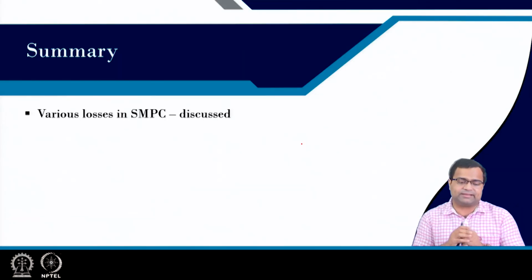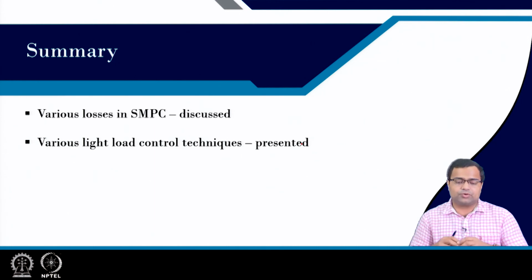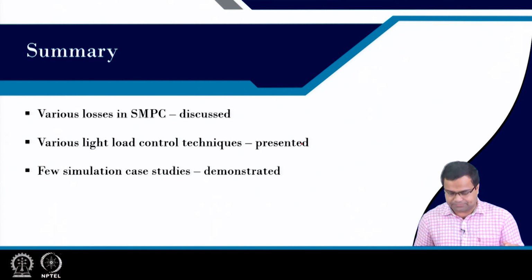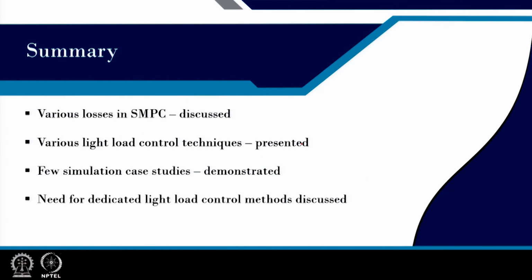So, in summary, we discussed various losses in switch mode power converters, various light load control techniques, and a few simulation case studies were also demonstrated. Then the need for dedicated light load control methods and multi-mode control for wide operating range were discussed, and we have also discussed a few of our techniques in which one controller can be used throughout the entire light load and high load range, so that it takes care of programmable switching frequency, high light load efficiency, fast transient response, and inherent current loop stability. So it can be used for wide load current and wide input voltage conditions without need for any ramp compensation.